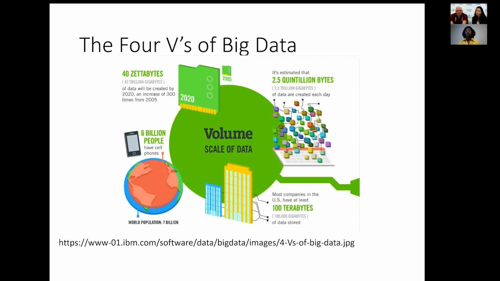We look at the volume, which is the scale of data. On the previous slide, I also talked about zettabytes. If you look at how many billions of people there are and how many cell phones there are and data plans, all those types of things, we really have to start looking at the volume or the scale of data and how to actually represent it and how to actually deal with it.